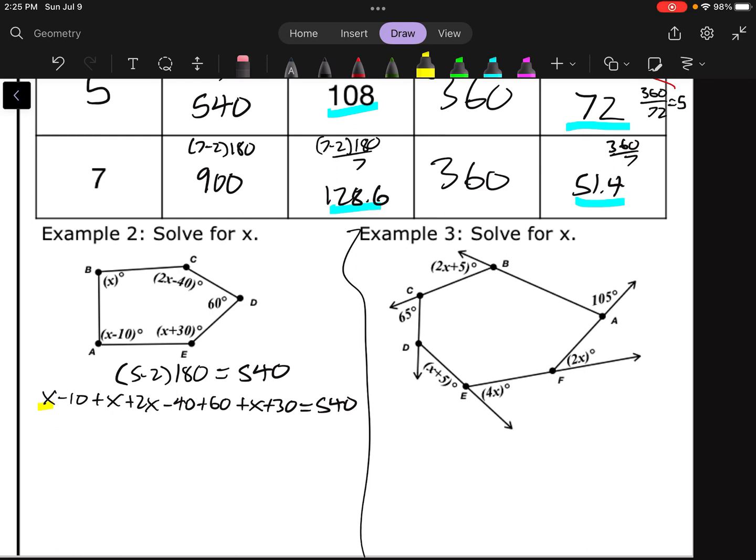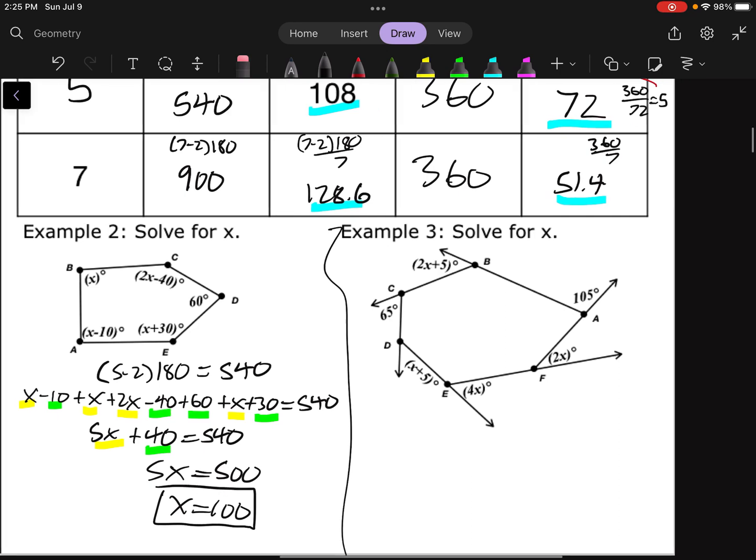How many x's do I have there? 1, 2, 3, 4, 5 x's. Then I've got minus 10, minus 40, that's minus 50, plus 60 is plus 10, plus 30 is 40. So 5x plus 40 equals 540. Oh, this is looking quite nice. We subtract the 40, we get 5x equals 500. So x is 100.